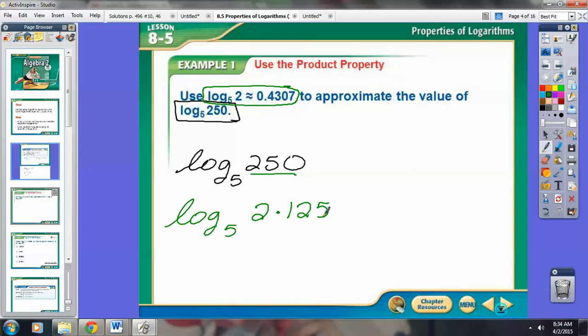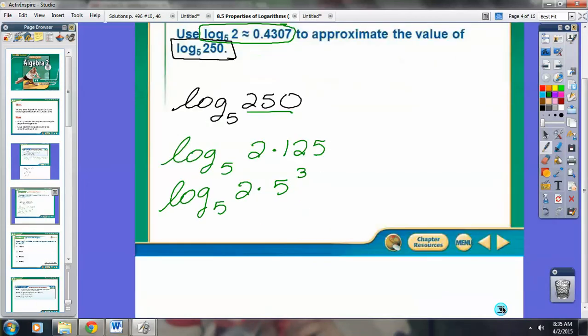Another way to break it down is to use your base of 5. So 125 is 5 to some power. 5 to what power? The third. So I'm going to replace 125 with 5 cubed. How else could I write 5 cubed? 5 times 5 times 5. You could also write it that way. This is just another way of doing it.